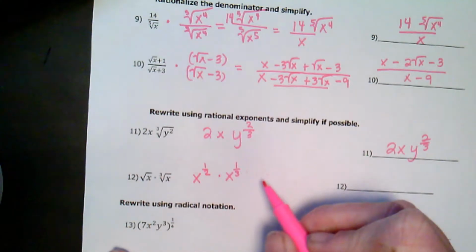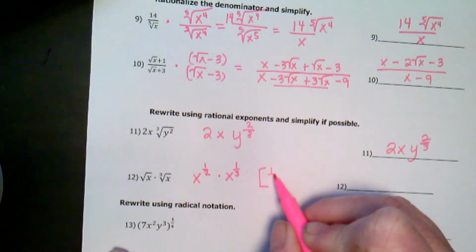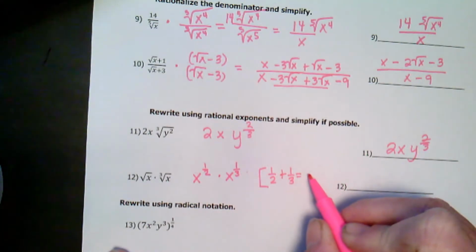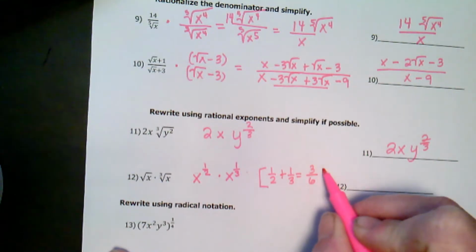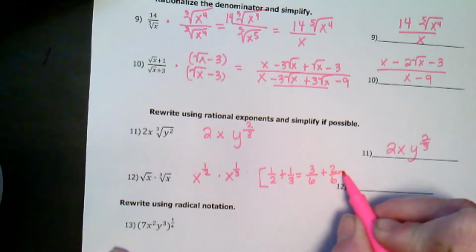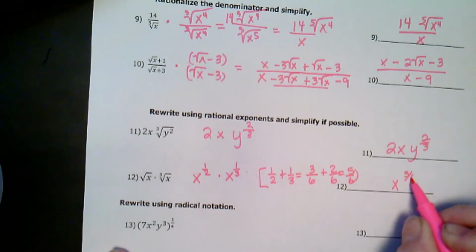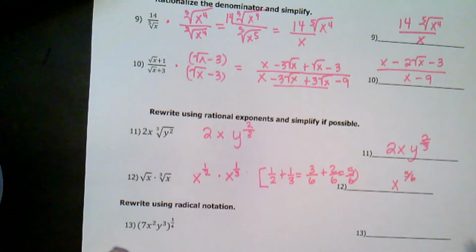Right, number 12, this is x to the half times x to the third. We need to add our exponents since we have the same base. So we need the same denominator. We get 5/6, so our final answer is x to the 5/6.